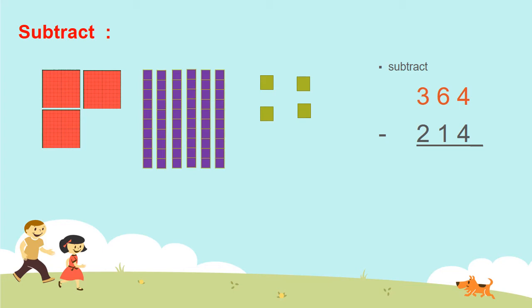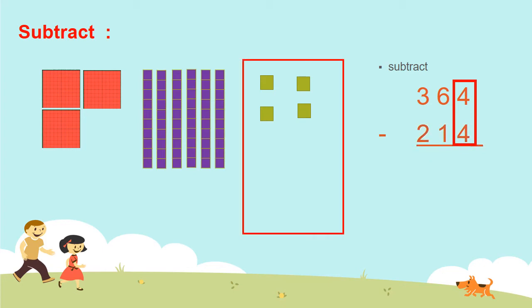Now we are going to start from the ones. So 4, take away 4. Do I have anything remaining? Let's see. These are 4 ones. I'm going to remove the 4. I don't have anything remaining. How do I write this? Yes, it says 0. Let's go to the tens.